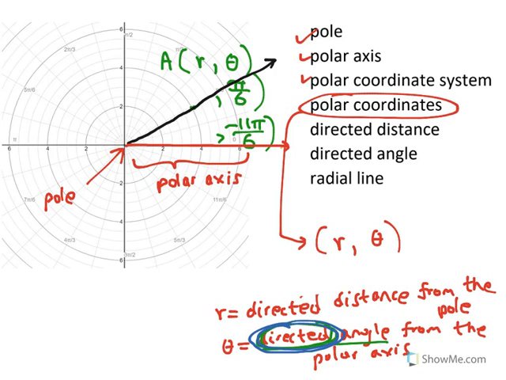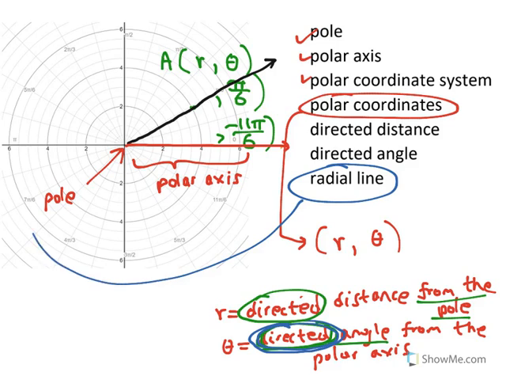And the next part that you have to do is assign a value for r. So what is r? R is the directed distance from the pole along the radial line, which is, of course, the terminal side of our angle of rotation. So our radial line is the terminal side of the angle of rotation. And what do we mean by the directed distance? You will see when I have an alternative way of assigning coordinates to point A. But for now, you're just going to look at how far point A is from the pole.